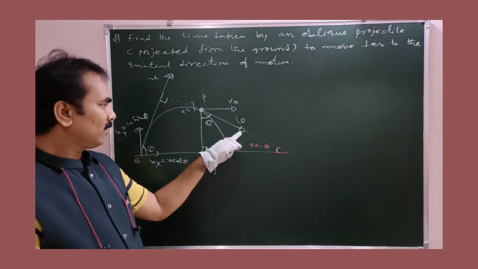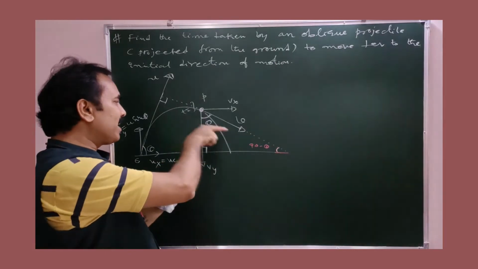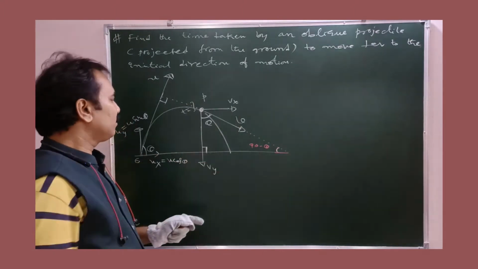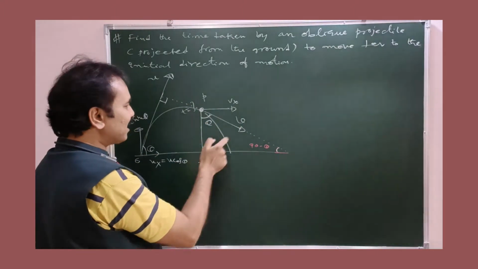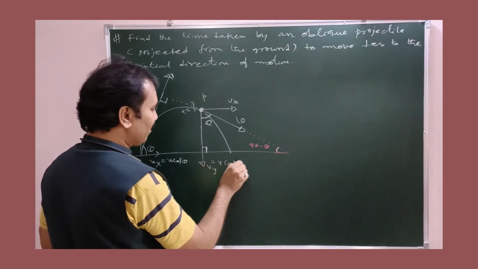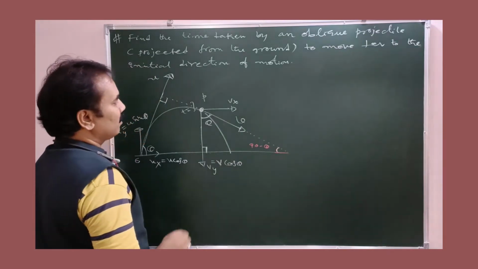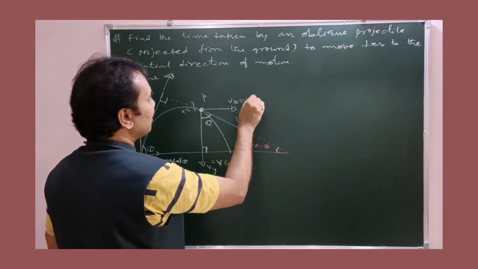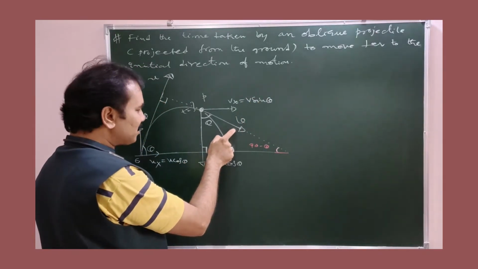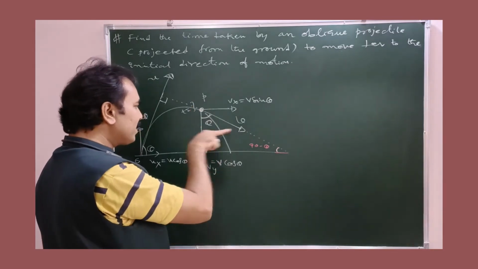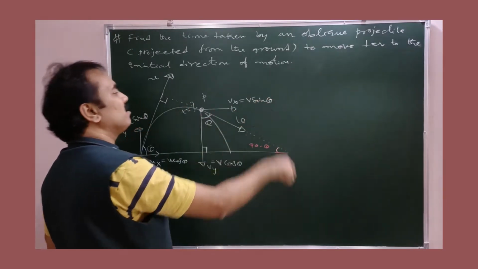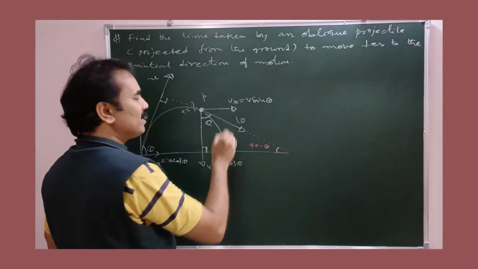So the velocity at P is lying in the fourth quadrant, and it has two components, along Vx and along Vy. What is Vy here? This is the adjacent side as far as V is concerned, so Vy equals V cos theta. Now what is Vx? That is V sin theta, along the horizontal. So Vx equals V sin theta.